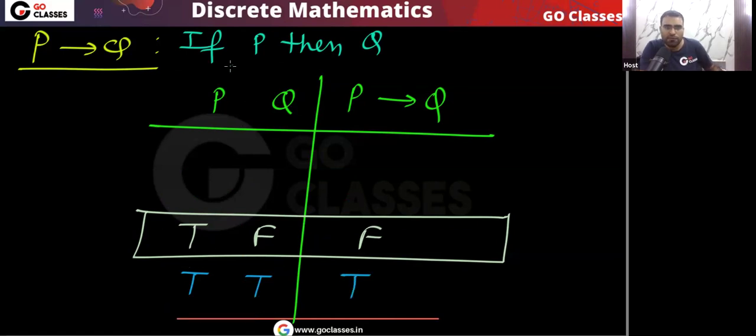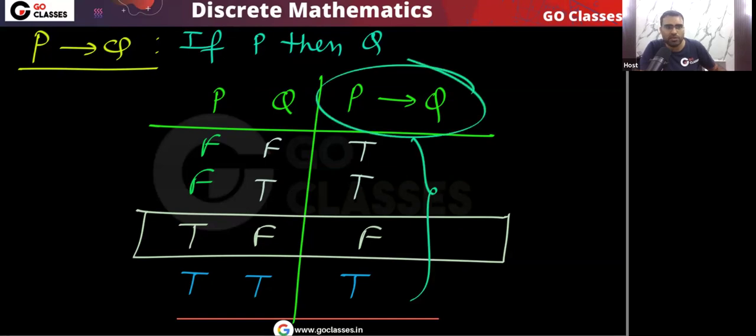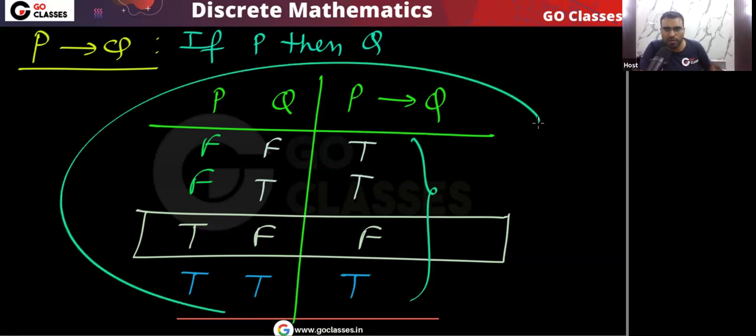But remember, if P is false, then Q can be anything. The claim cannot be false. So this is the truth table, T T F T. This is the truth table of P implies Q, and you should remember it.